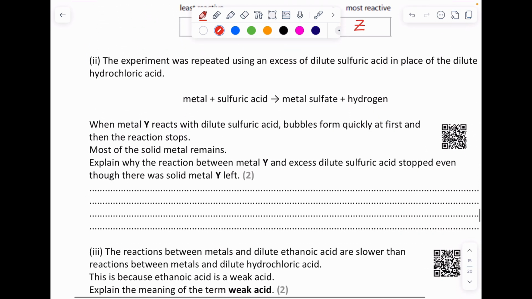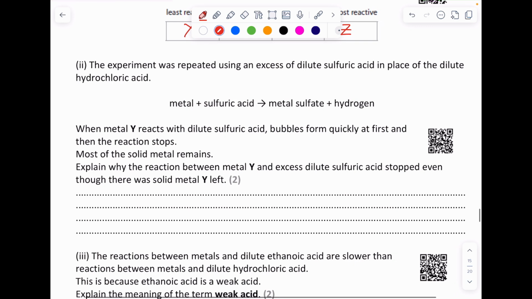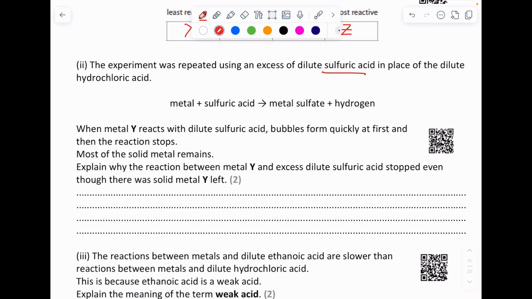Carrying on, here we're told that the experiment was repeated with sulfuric acid instead. Metal Y reacts and bubbles form quickly, and then the metal reaction stops. Most of the solid metal remains. Explain why the reaction between Y and Z stopped even though there's some metal left.